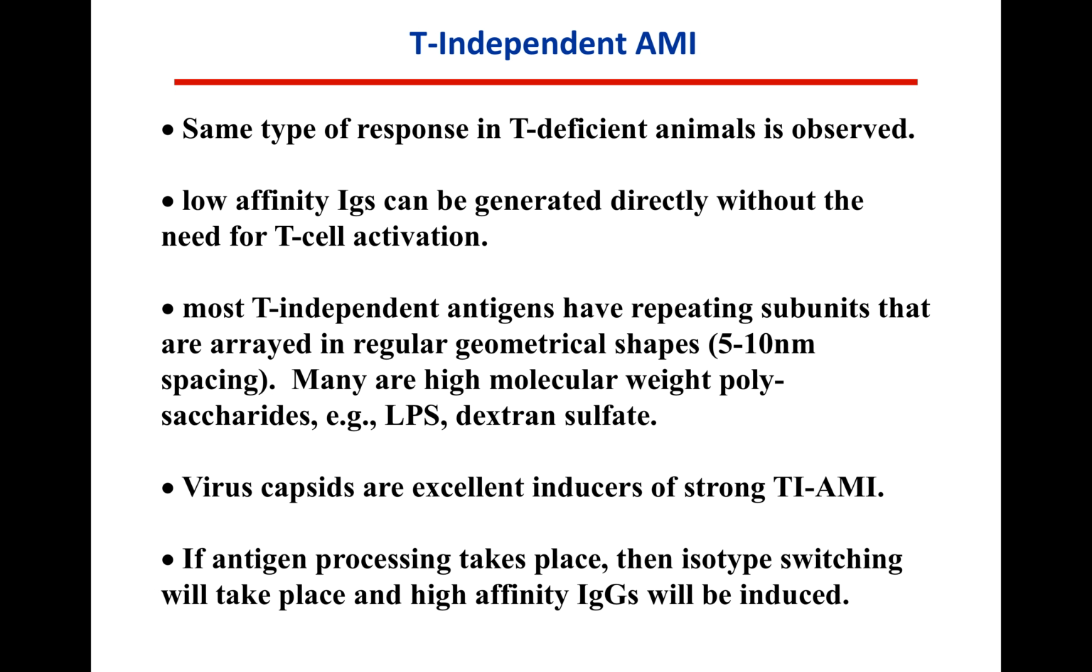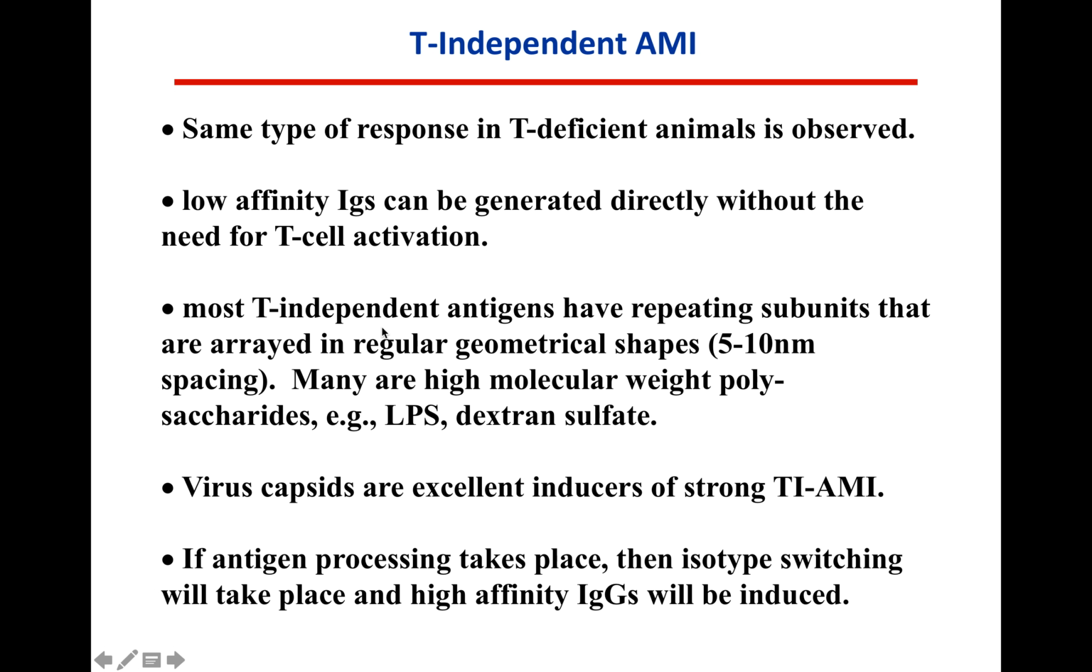So the last thing I want to talk about is what's referred to as T-independent AMI. And this means that there are no T cells that are actually involved in the initial interaction, as we'll see. It's characterized by a number of things. One is it was observed that you could get a response if you had T-deficient animals, so it didn't necessarily involve T cells. Low affinity antibodies are generated directly without the need of T cell activation.